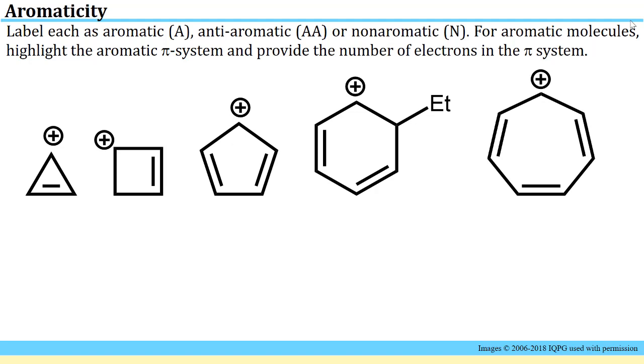So this question simply asks us to label each of these potential structures as being aromatic, which we label with an A, anti-aromatic, which we would label AA, or non-aromatic, which we will label with an N. For the aromatic molecules, this question asks us to highlight the aromatic pi system. We should just circle it here, and we'll provide the number of electrons in the pi system.